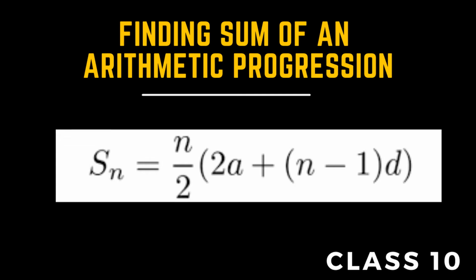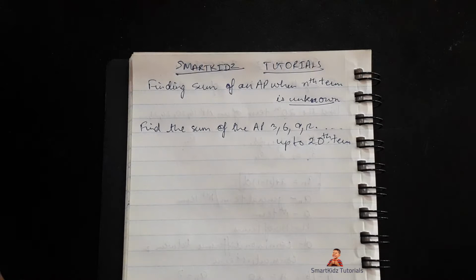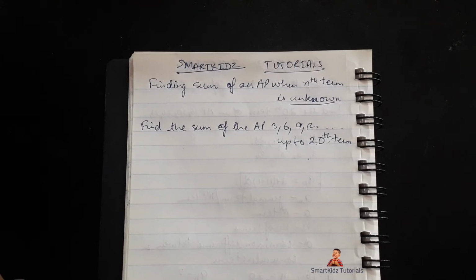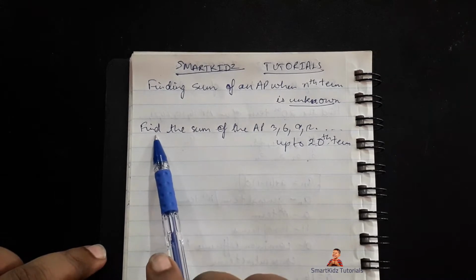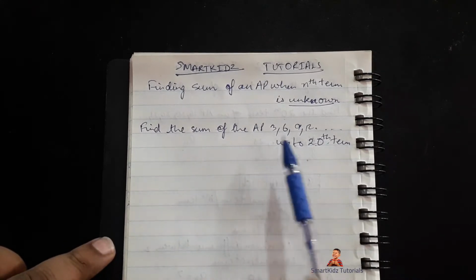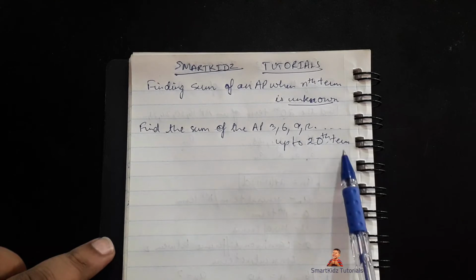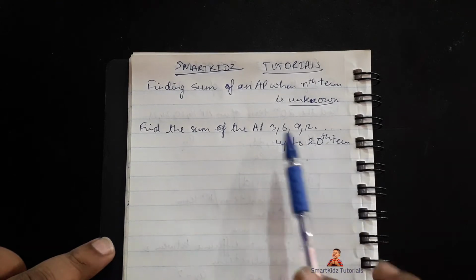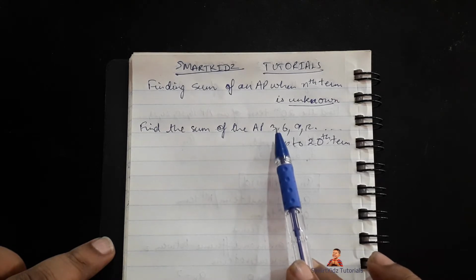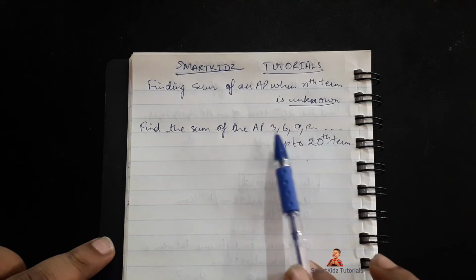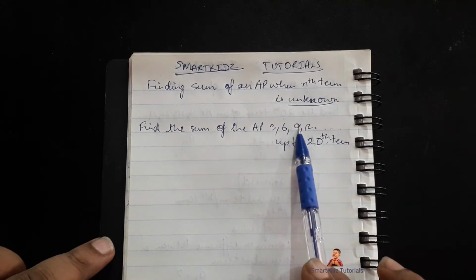In this video we will be finding the sum of an arithmetic progression when the nth term is unknown. So you will be given a problem like this, the way we have over here. Find the sum of an arithmetic progression 3, 6, 9, 12 all the way up to 20th term. So what we are being asked is to find out the sum, the total, when we add the terms in this arithmetic progression. 3 plus 6, 9, 9 plus 9, 18, 18 plus 9.